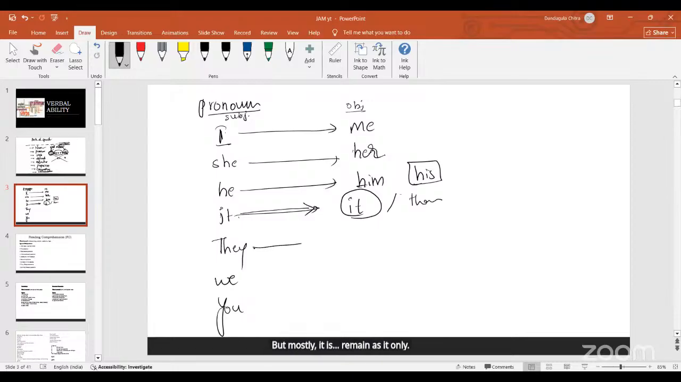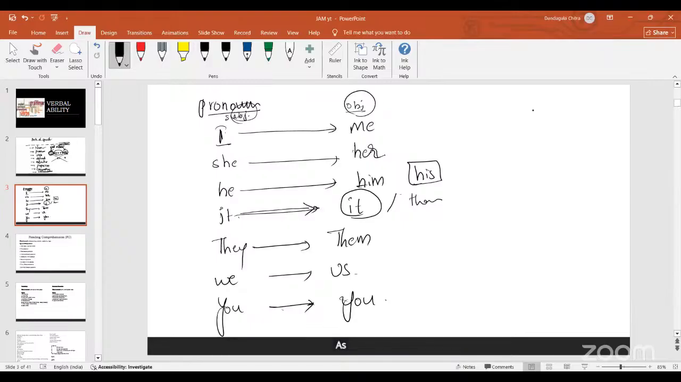Next, they changes to them. We changes to us. You changes to you only. You will remain as you only. So these are the subjective and objective pronouns.